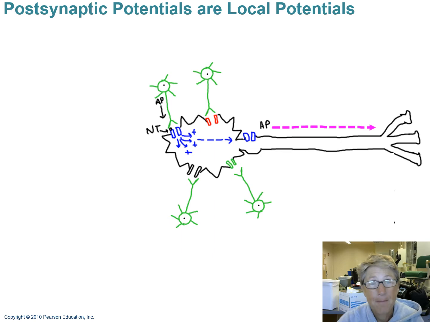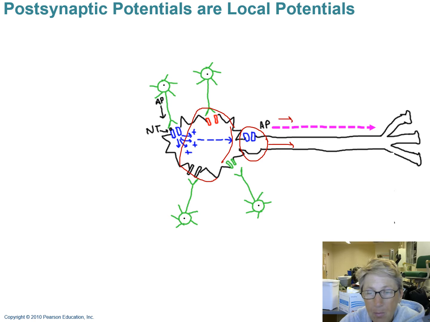Here's my cartoon that you've seen before if you watched the last video. So here's our major neuron that we're going to focus on. Here's the cell body. There's the axon. This area is the axon hillock. And here's the action potential being propagated down the axon.